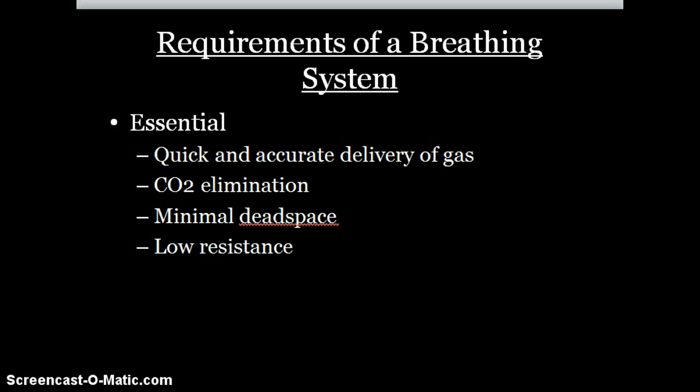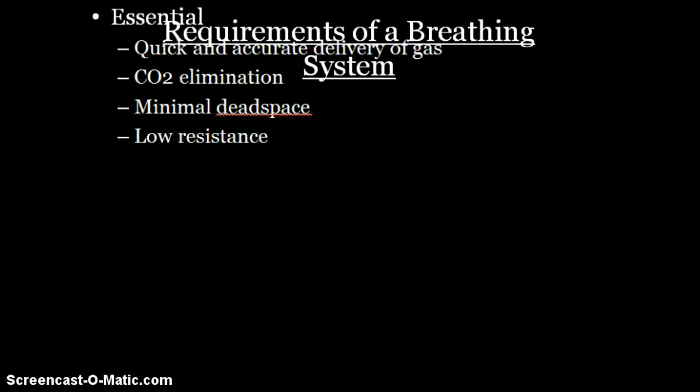Now we will address some of the essential requirements and desirable attributes of a breathing system. It is imperative that gas delivery from the machine to the patient be accurate and timely. We want the concentration of gas set on our vaporizer to be the concentration that is actually delivered to the patient, not altered by our breathing system. Effective control and elimination of CO2 is crucial to maintaining patient homeostasis and avoiding hypo and hypercarbia.